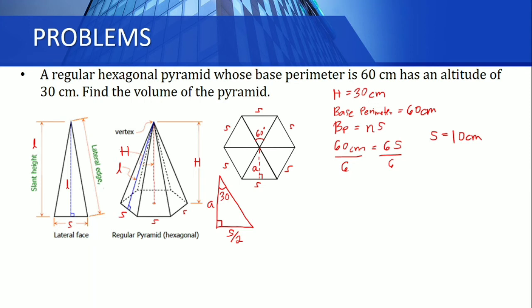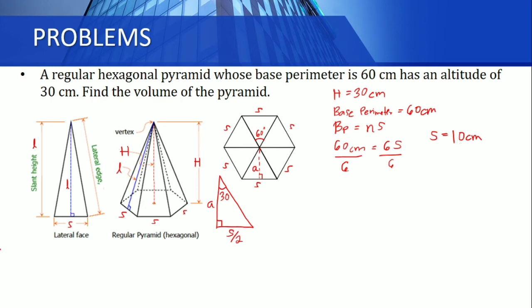So next problem tayo. A regular hexagonal pyramid whose base perimeter is 60 cm and has an altitude of 30 cm. Find the volume of the pyramid. So meron tayong altitude which is 30 cm and yung base perimeter natin is 60 cm. Therefore, para makuha natin yung side ng base natin, divide by 6 kasi hexagon siya, meron tayong 6 na side. So that will be 60 cm divided by 6. So yung S will be 10 cm.